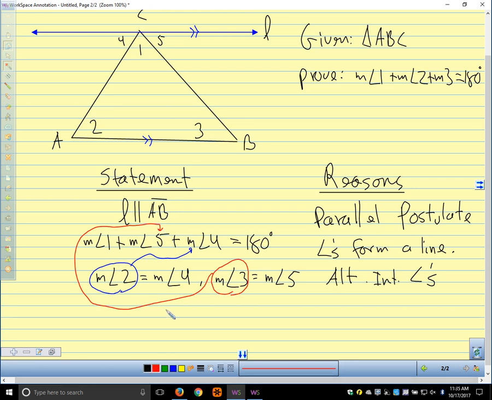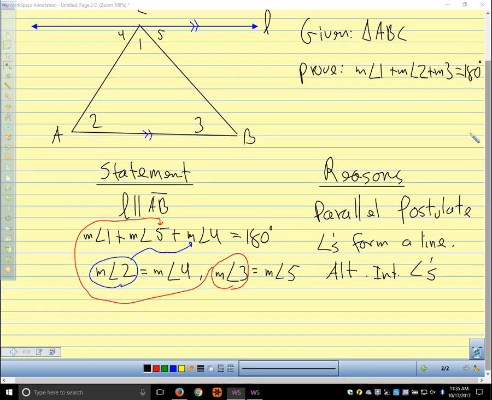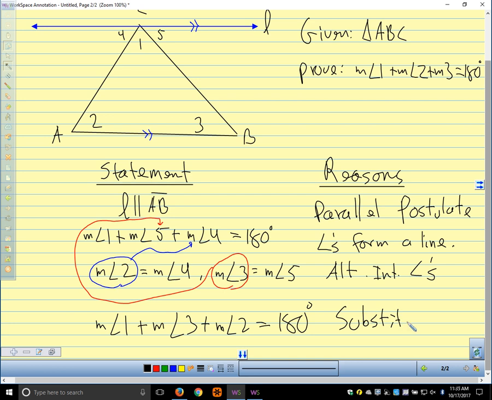So I'm going to plug those into this equation where all those angles add up to 180 degrees. I'm going to say the measure of angle 1 plus the measure of angle 3 plus the measure of angle 2 equals 180 degrees. Well, what tells me that I can take this and plug it in there, and take that and plug it in there? Substitution. And that's exactly what I was trying to show, that the angles inside the triangle add up to 180 degrees.